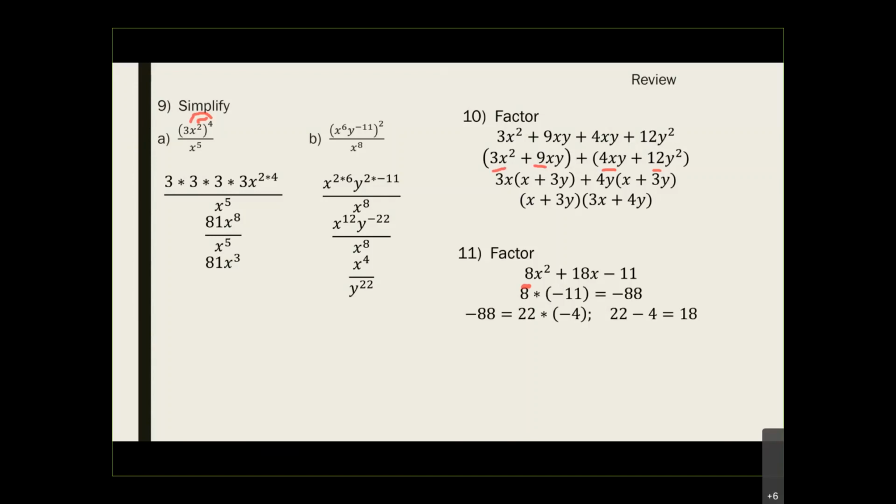What do we do with this 22 and negative 4? All you need to do is rewrite your problem as 8x squared plus 22x minus 4x minus 11. As you can see, after this preliminary step, this problem is now your number 10 problem. What do we do from here? We need to group them up: the first two we put in one group, the second two we put in the second group.